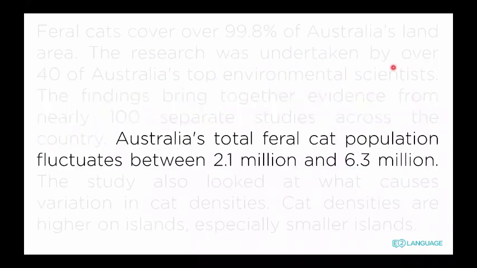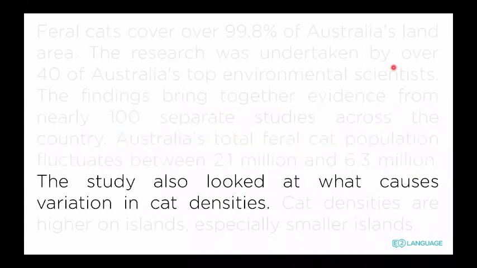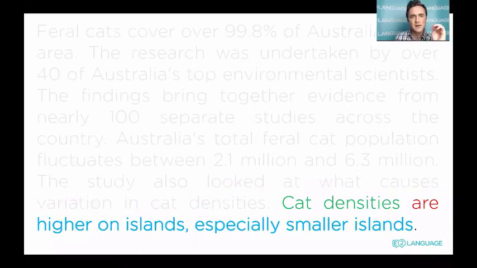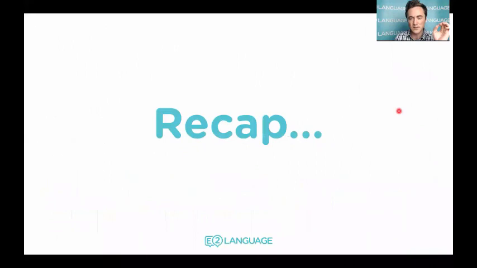Australia's total feral cat population fluctuates between 2.1 million and 6.3 million. Verb, subject, object. The study also looked at what causes variation in cat densities: looked at, the study also, what causes variation in cat densities. Cat densities are higher on islands, especially smaller islands. Verb, subject, and quite a long object there. Rock and roll. Good stuff.